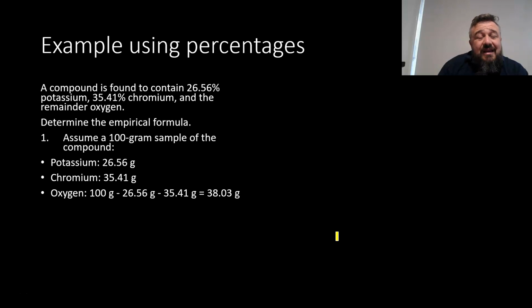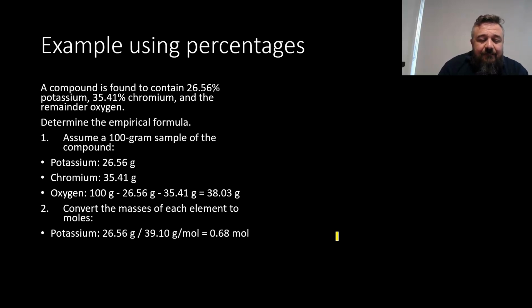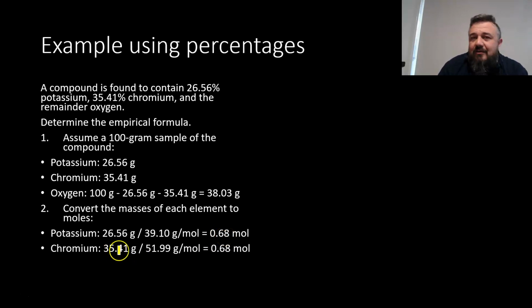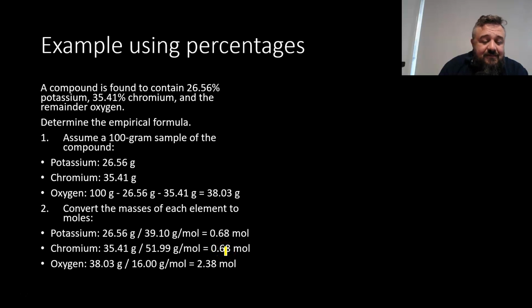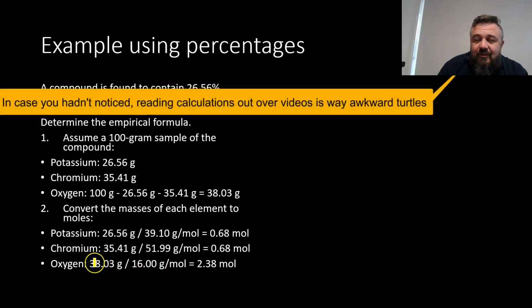Nice. Now we have to convert that to moles, and that's using n equals mass over molar mass. So we convert the masses to moles. If we go 26.56 grams divided by 39.1 grams per mole, 0.68. Chromium, interesting. 35.41 divided by 51.999 grams per mole gives also 0.68. And oxygen, 38.03 grams divided by 16 grams per mole. Remember, with oxygen, we're talking about the element, not the molecule. Gives us 2.38 moles. It's going to be slightly problematic in a second.